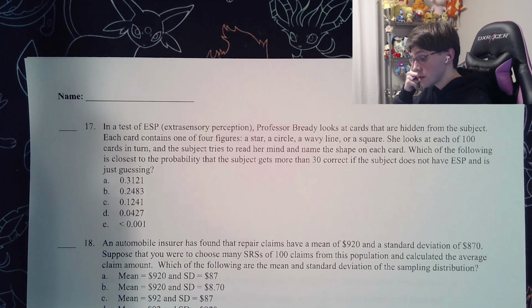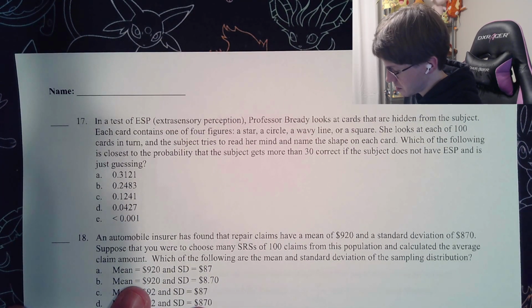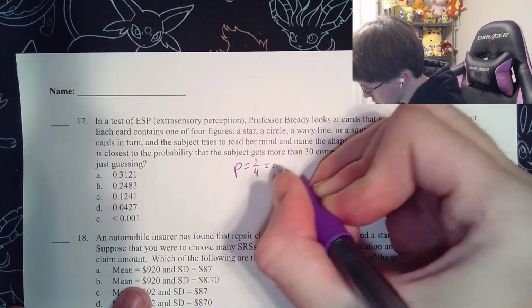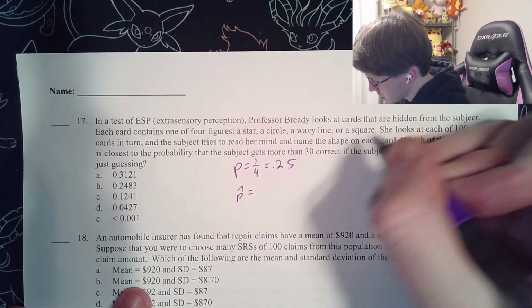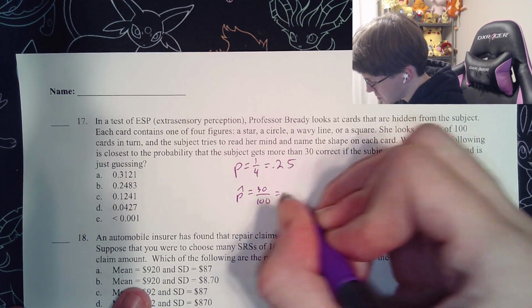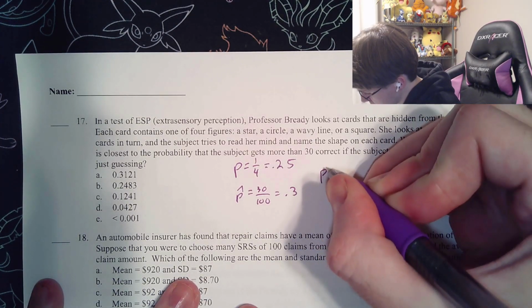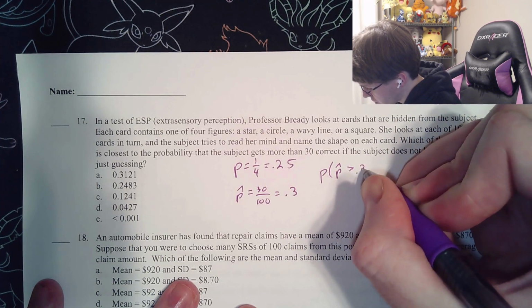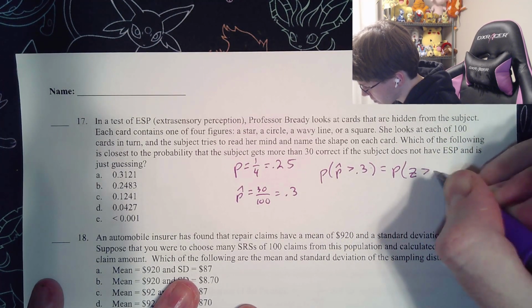So basically, we've been doing questions just like this quite a bit. We know that the true population parameter in this problem is going to be 1 divided by 4, which is 0.25. We know that the sample we're looking at is going to be 30 correct, which is 30 over 100, which is 0.3. And we want to know the probability to get more correct. So just like we've been doing, the probability of p hat being greater than 0.3 is going to be equal to the probability of our z-score being greater than, create our z-score.